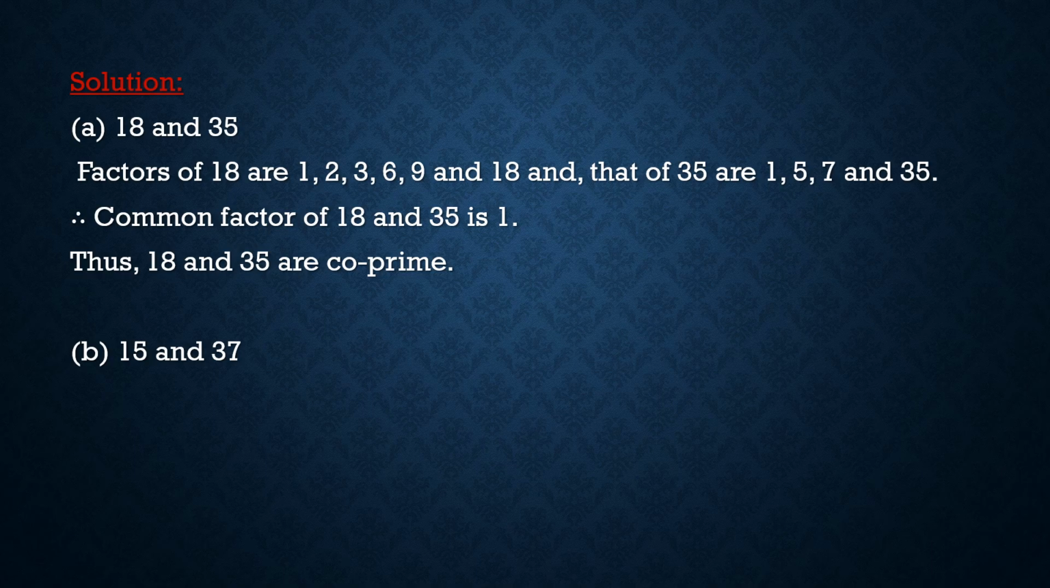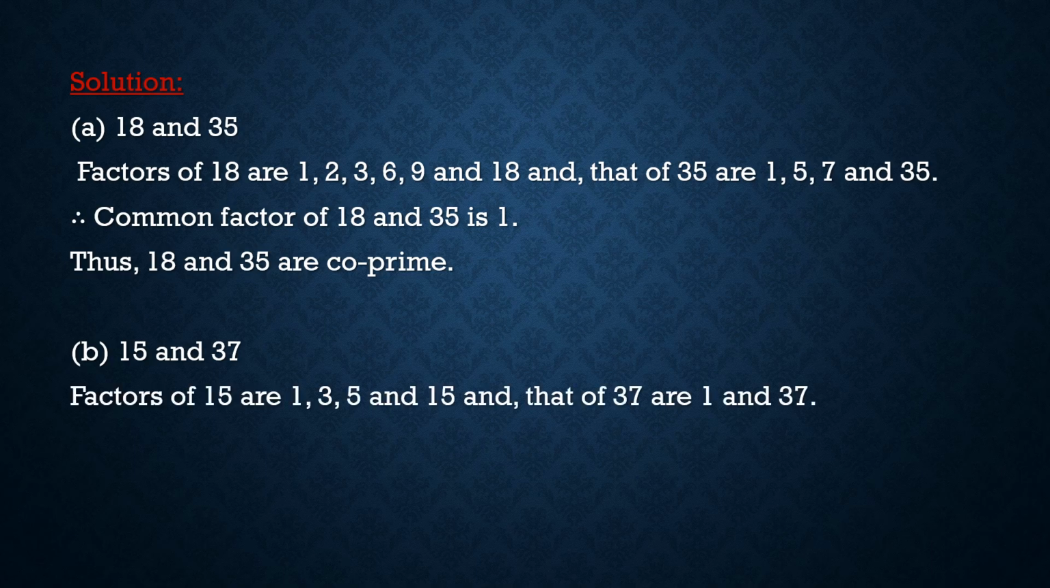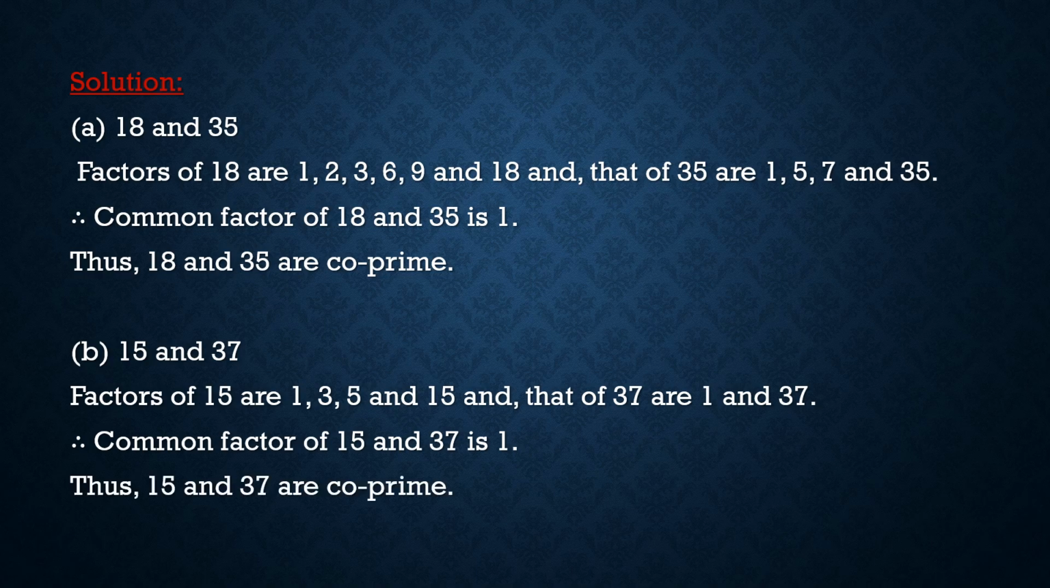Next part, 15 and 37. Factors of 15 are 1, 3, 5 and 15. And that of 37 are 1 and 37. 37 is a prime number. Therefore, the only common factor of 15 and 37 is 1, which means that 15 and 37 are coprime.